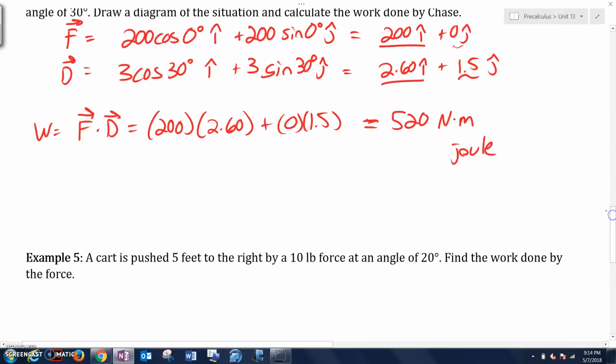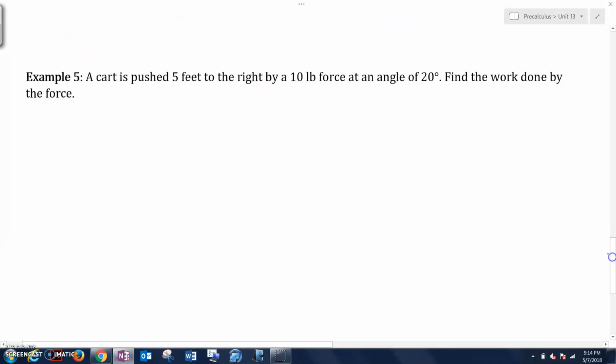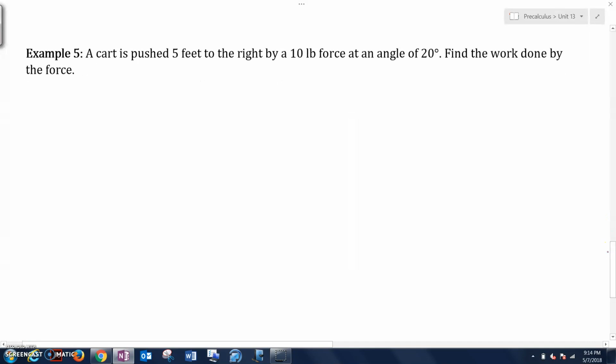Now we're going to do one more. But again, componentize and then dot. So next one, we're pushing a cart. This time the displacement is in the horizontal to the right. And 5 sine 0 degrees. The force is 10. We're pushing at an angle of 20 degrees though.